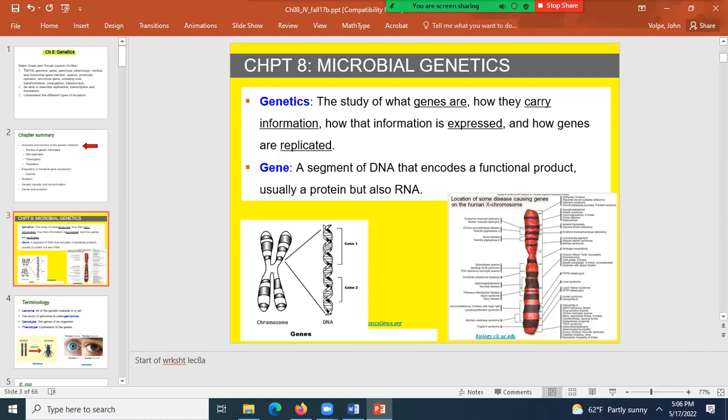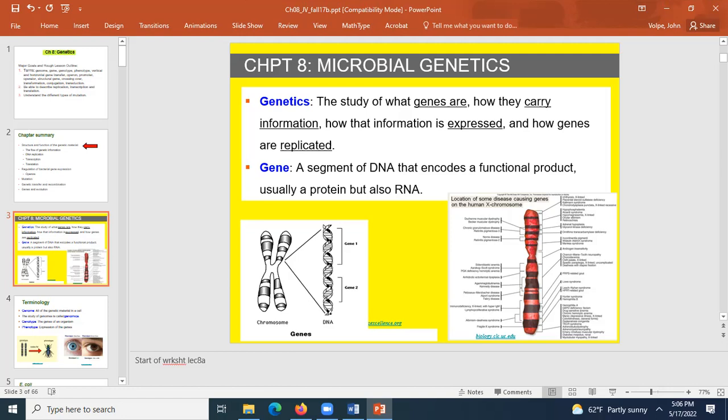Genetics is the study of what genes are, how they carry information, how that information is expressed, and how genes are replicated. Genes are a segment of DNA that encodes a functional product. This functional product coded by a gene is usually a protein, but it doesn't have to be. It can code only for RNA. Okay, any question about that?